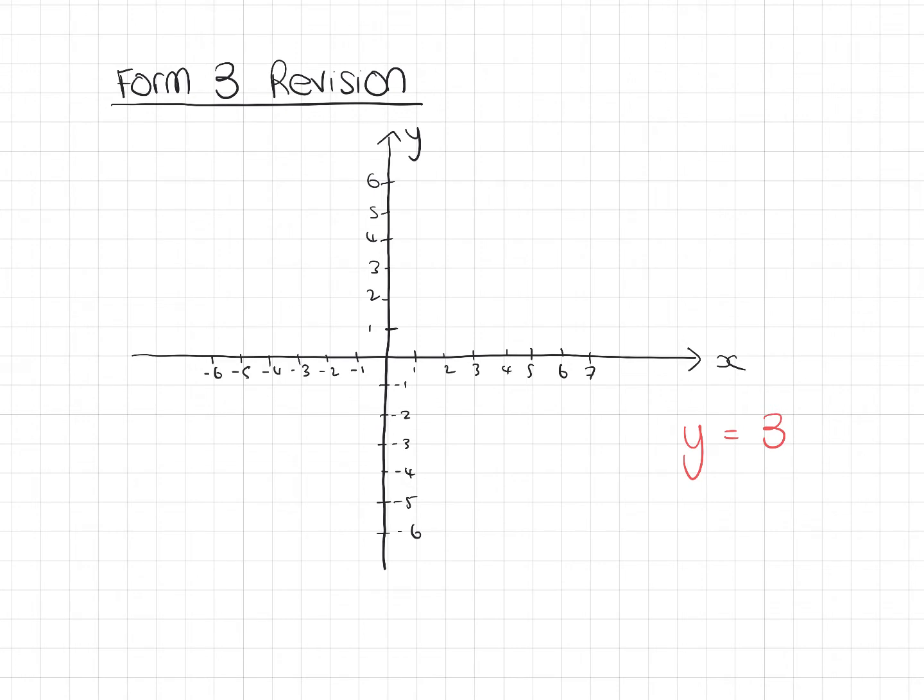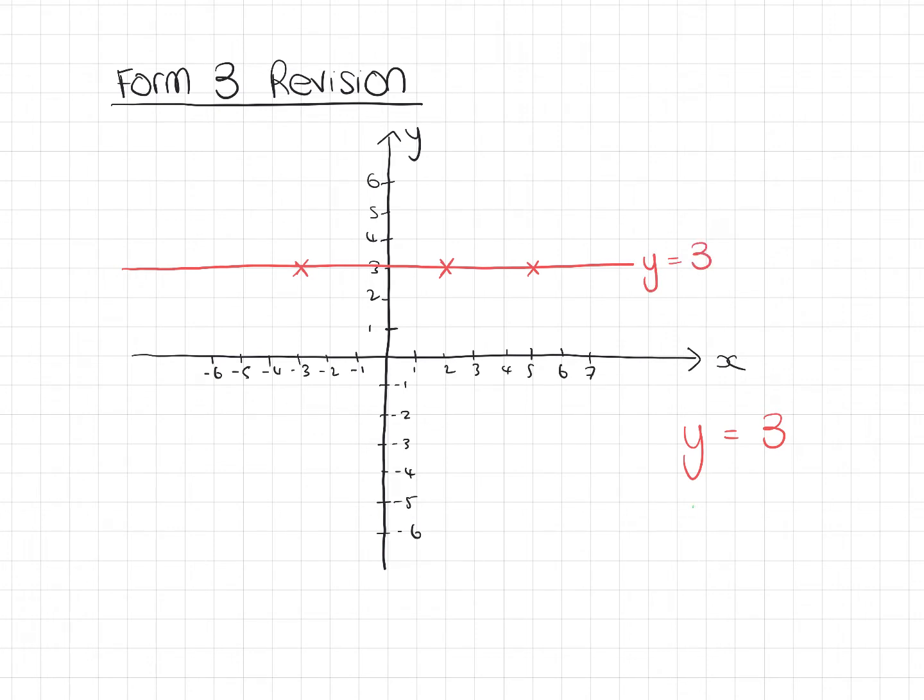So if you think about any point that you could draw where the y coordinate is 3, so I could choose, well, if x is 2, y would be 3, that would be that point. If x was 5, y would be 3, that would be that point. If x is minus 3, y would be 3, that would be that point. And if you imagine drawing all of those, any single point, they would form a straight line. And that is the line y equals 3.